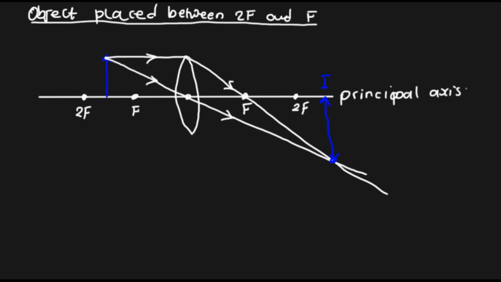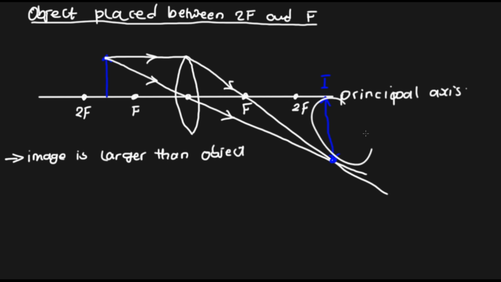Now after this is done, look at the characteristics. So the characteristics, number one, image is larger than object.